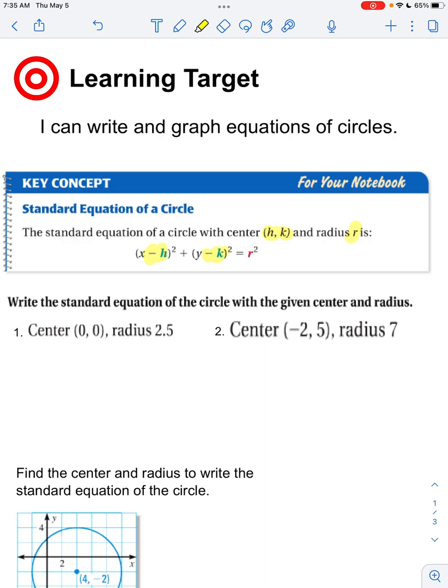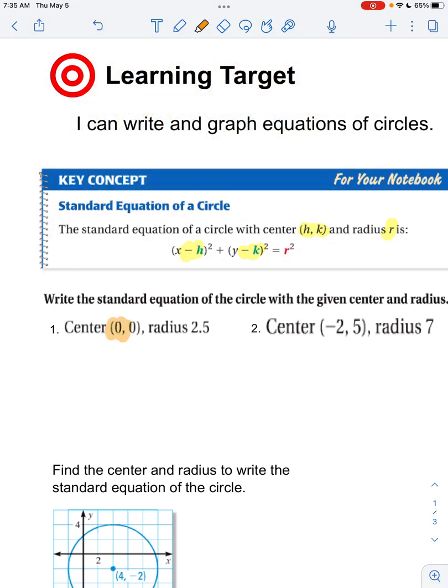Now, again, like we've done with other equations, x minus h is the base. So if you have a positive h, it will be a subtraction. And if you have a negative h, x minus a negative turns into a positive. So you'll see that when we do some examples.